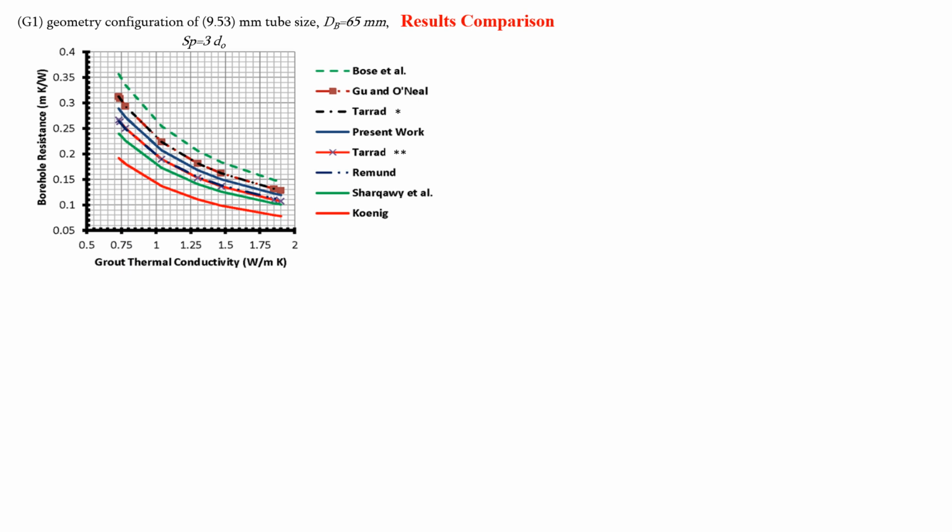Here we may find that Gu and O'Neill and Tarrad reference star, Tarrad star, they predicted almost the same values, and the present work, the blue line, occupies midway between the maximum and minimum value, and Remond, then we will go to Sharkawi, which is the nearest to the Koenig correlation, and we have compared it with other correlation which has been predicted by Tarrad double star, and Tarrad double star represent the reference number which will be found in the list below the video in the description box.